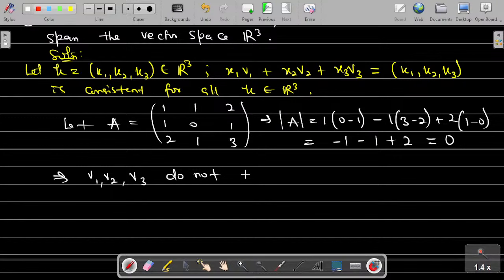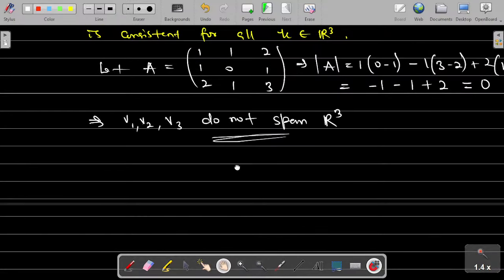This is a beautiful way to determine whether a given set is a spanning set, whether it spans a given vector space. And this is just what you were expected to do for this question A.